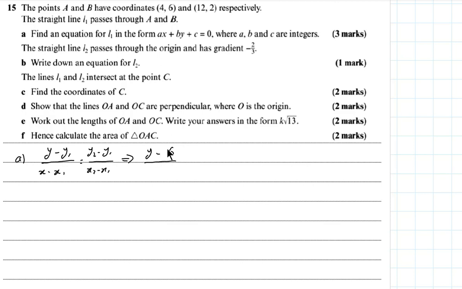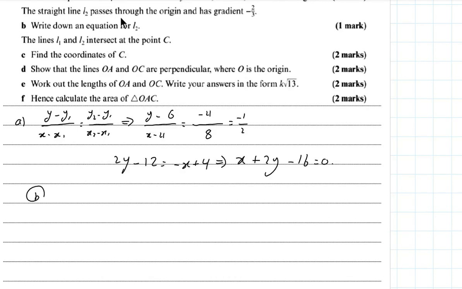So we can write y minus 6 over x minus 4 is equal to 2 minus 6, which is negative 4, divided by 12 minus 4, which is 8, which can be simplified to negative half. And then we can write 2y minus 12 is equal to negative x plus 4, or as the question required, we can write x plus 2y minus 12 minus 4, minus 16 is equal to 0.